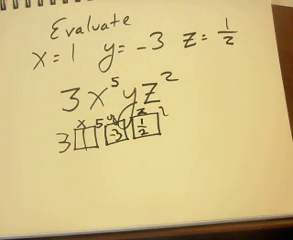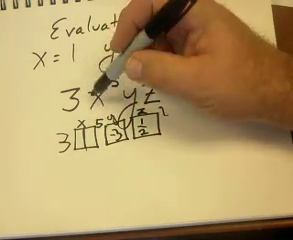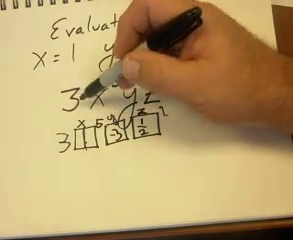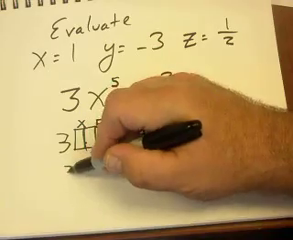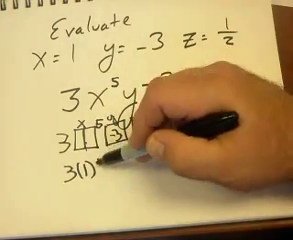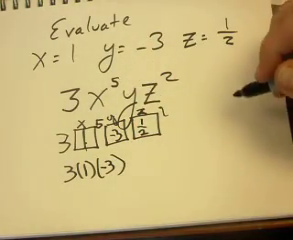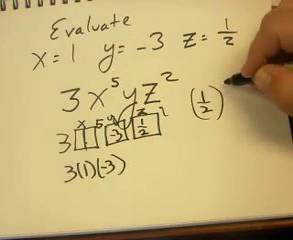Now let's go ahead and evaluate with the exponents. Dear Aunt Sally says deal with that first. So 1 to the 5th power, well, that's 1 times 1 times 1 times 1 times 1, 5 times. That's still 1. So this is 1. So I've got 3 times 1. I've got a negative 3 here. I didn't do anything to that, so I'm just going to bring it down. And I've got 1/2 squared. So that's the equivalent of 1/2 times 1/2.